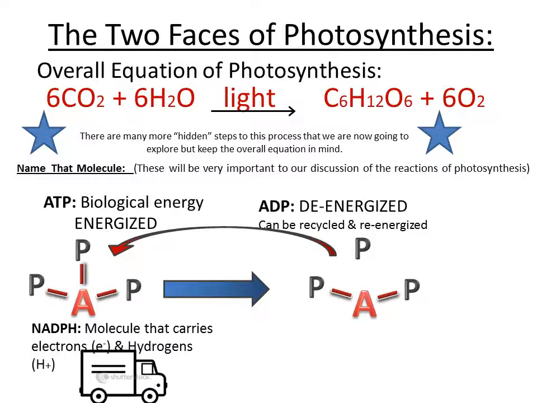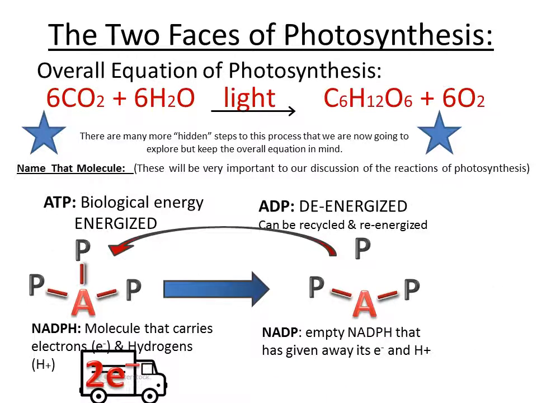So here's our UPS truck driving on. There it is, and its cargo is 2 energized electrons. They are so energized, there they are, bouncing up and down, lots of energy. Then it is going to drive them to wherever they need to go. In this case, again, the Calvin cycle is going to use those 2 energized electrons, and it jumps them off and it becomes NADP. It does not have the H anymore, because once those negatively charged electrons are gone, then the positively charged hydrogen falls away as well.